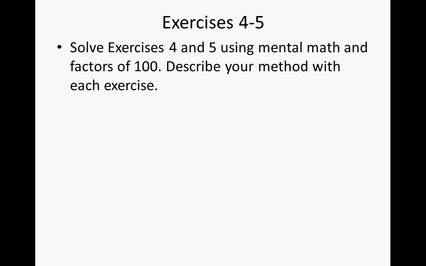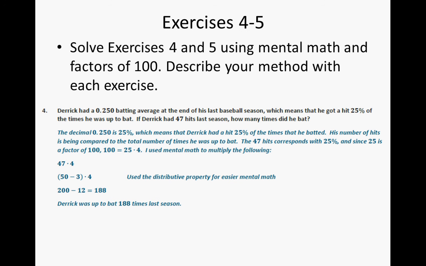All right, so you should be done with number 4. You would have come up with the decimal of 250 thousandths is 25%, which means that Derek had a hit 25% of the times that he batted. The number of hits being compared to times he was up to bat, well, that's 47 hits corresponds with 25%, and 25% is a factor of 100.